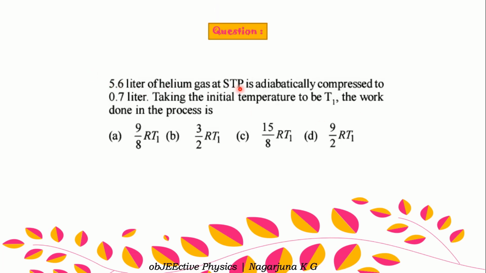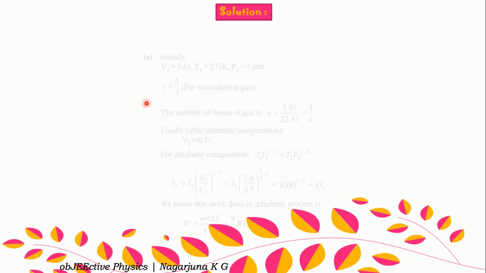5.6 liter of helium gas at STP is adiabatically compressed to 0.7 liter. Taking the initial temperature to be T1, the work done in the process is. Solution.